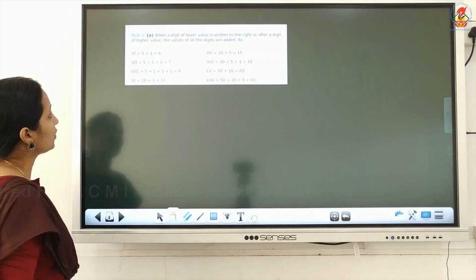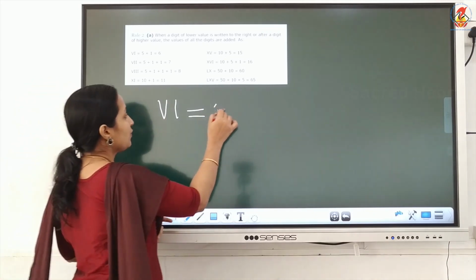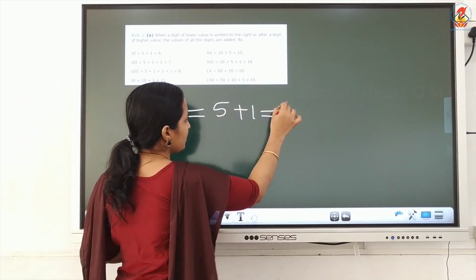Now go to the second rule. When a digit of lower value is written to the right or after a digit of higher value, the values of all the digits are added. What is the meaning? Well, look at the first example, VI. We know that the value of V is 5 and the value of I is 1. That means 5 plus 1. What is the answer? 6.